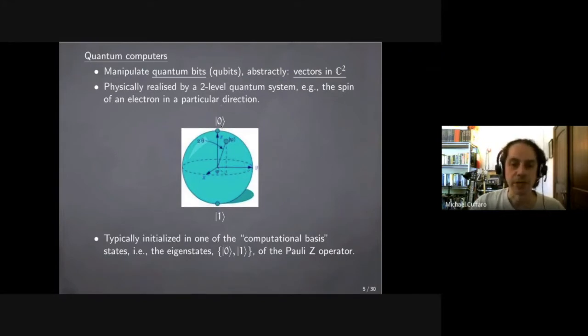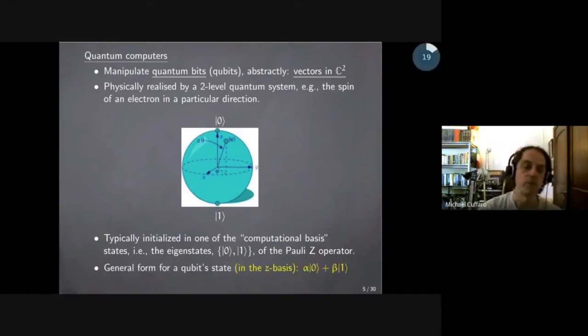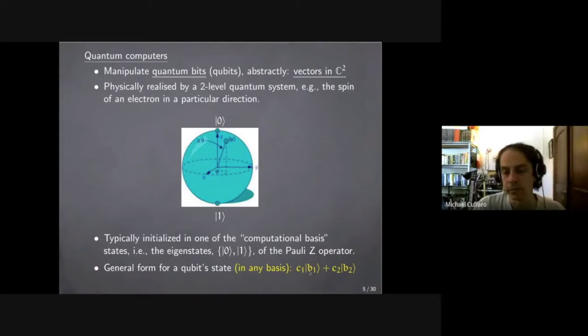These are the states that we typically initialize a quantum computer in, and typically it's going to be 0, just by convention. The general form for a qubit state in the Z basis is given by a linear combination of 0 and 1. With respect to an arbitrary basis, given the two elements of the orthonormal basis, it's going to be a linear combination of those two basis vectors.